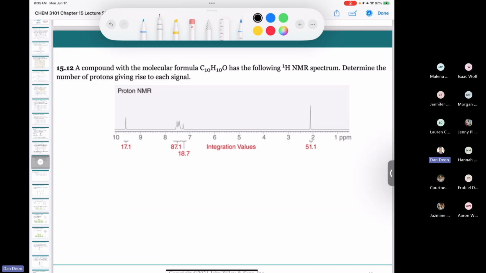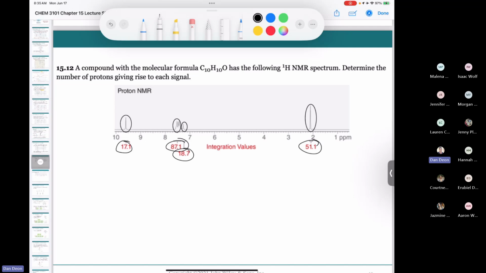So what's our strategy? We have a total of 4 signals. We have a signal here, a signal here, and then there's another one really close to it, which is this one here. And then we have a signal here. So there's a total of 10 protons in this compound. We're going to look at the relative integration: 17.1, 87.1, 18.7, and 51.1.